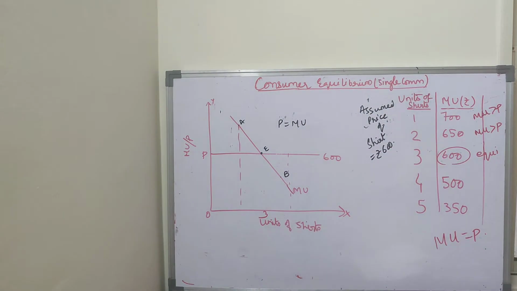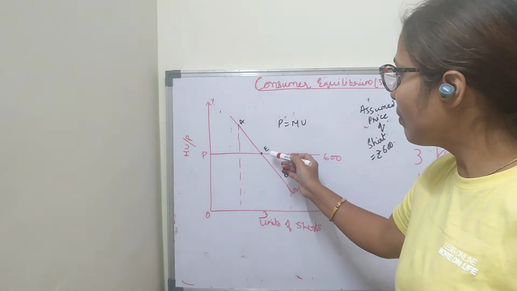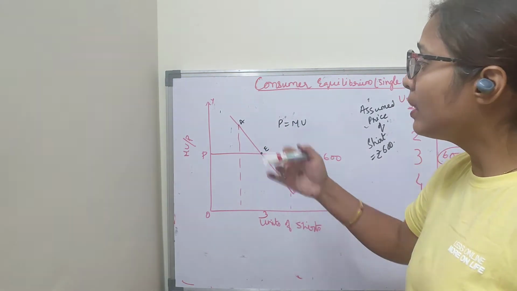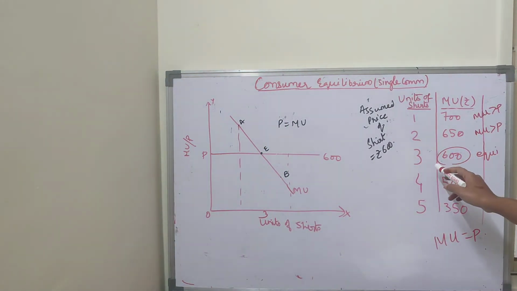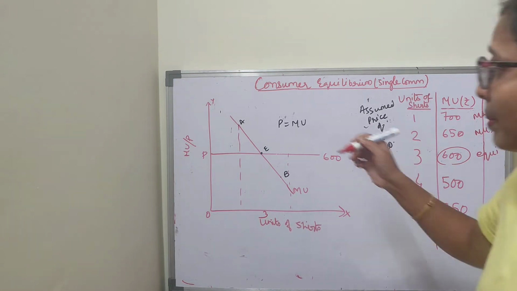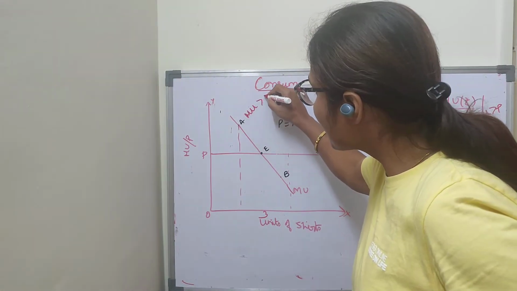Okay. Above the point E, that is point A, suppose the consumer is getting more satisfaction. Look at the point above 3, that is the first unit and the second unit. Consumer is getting higher satisfaction, that is, marginal utility is greater than the price. Here marginal utility is greater than the price.